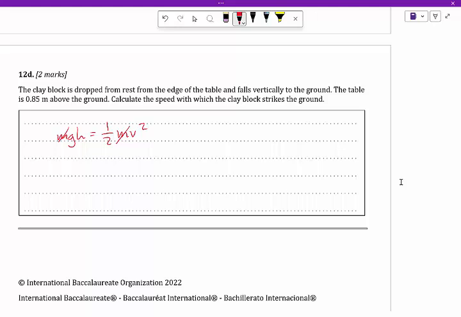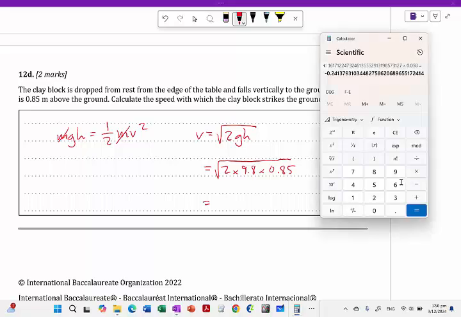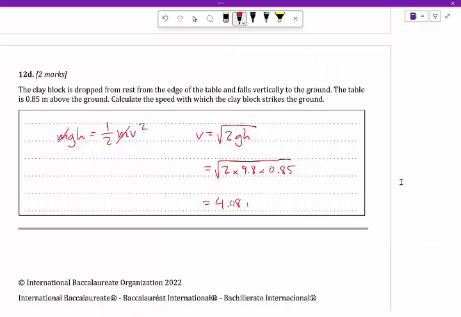So v is equal to the square root of 2gh, which gives us 2 times 9.8 times the height, which is 0.85, which gives us a speed of the square root of 2 times 9.8 times 0.85, and we get 4.08 meters per second, which we should probably round to 4.1 meters per second.